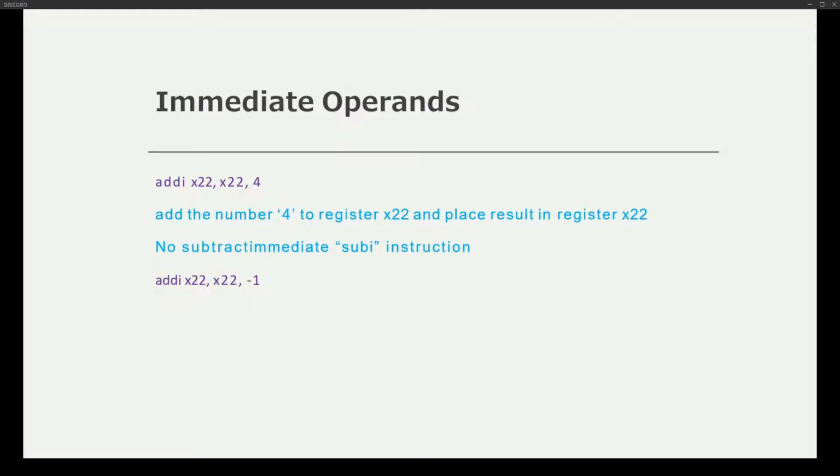We can also deal with immediate operands, which are just constant values like 4, 8, any number. We just use the add immediate command to add them. If we wanted to increment x22 by 4, we would just add x22 and 4 back into x22. There is no subtract immediate command, so if we wanted to subtract a constant, we would just use a negative value instead of a subI command, which doesn't exist in RISC-V.